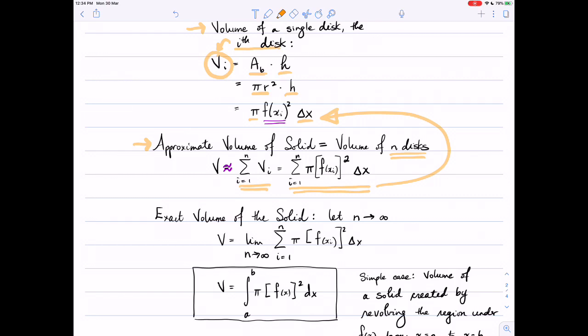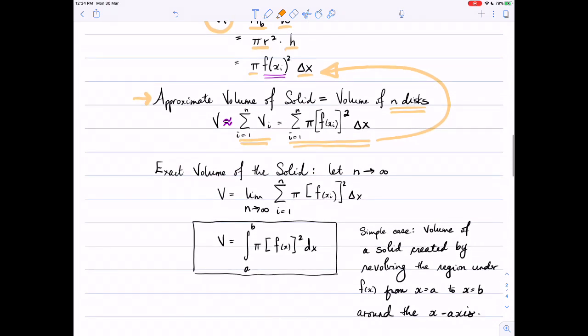So pi times f of xi squared times delta x, which is already beginning to smell a little bit like a Riemann sum. And so what do we need to do to make it exact? Let n go to infinity. n is the number of disks. I don't want a fixed number. I want an infinite number to make my volume exact. And so if we take the limit as n goes to infinity, we get the exact volume.